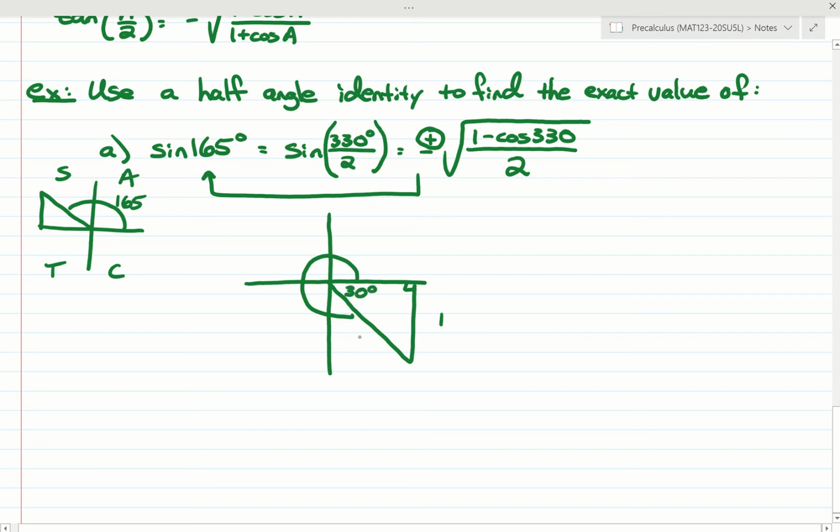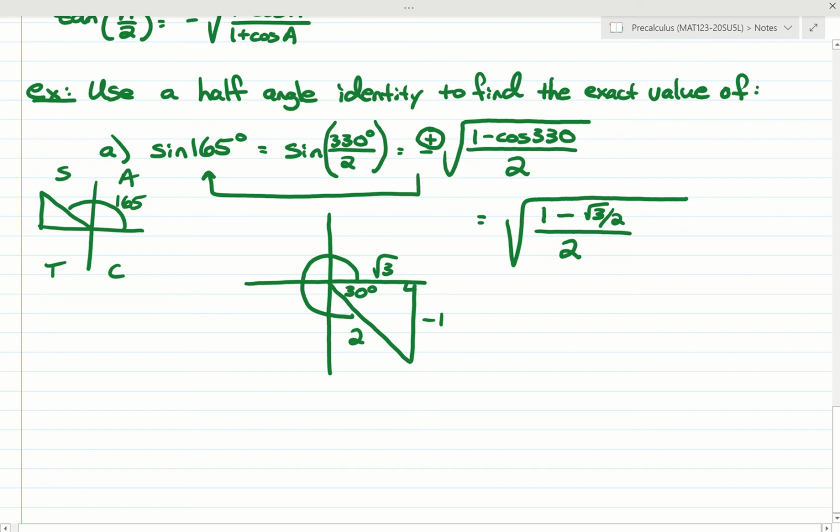So I'm going to draw our sides, 1, 2, and root 3. Anytime you go left or down, that's a negative side. And let's fill in for our formula. We're going to have the positive square root of 1 minus the cosine here, which is root 3 over 2. And we're going to be dividing by 2.